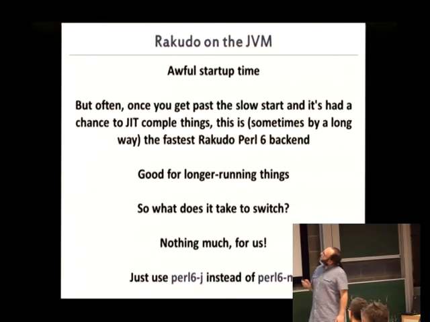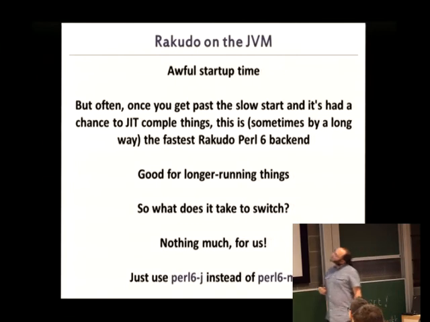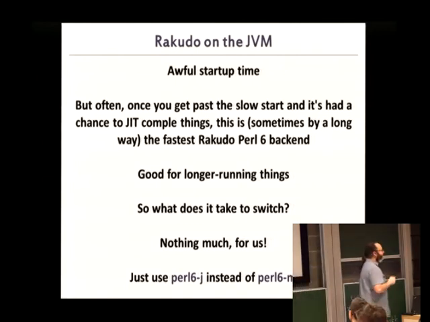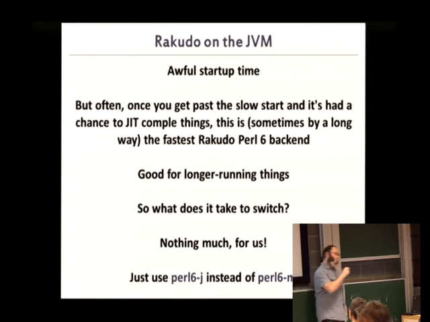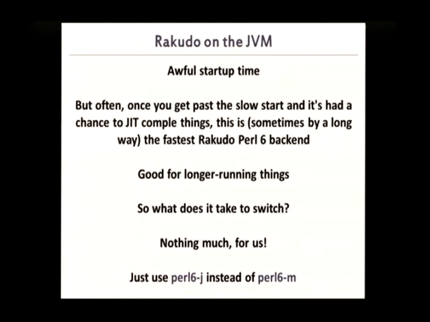Now, the other thing that you can do is run it on the Java virtual machine. Now, there's some pros and cons. The pros are that once it gets going, it often tends to be a decent bit faster. I don't have a number comparing JVM against MoarVM, but certainly there was one guy who took his code that he was running with Perl 6 on the Parrot virtual machine, ran it on the JVM, and it ran 40 times faster. Okay, so this can be quite a big speed up.